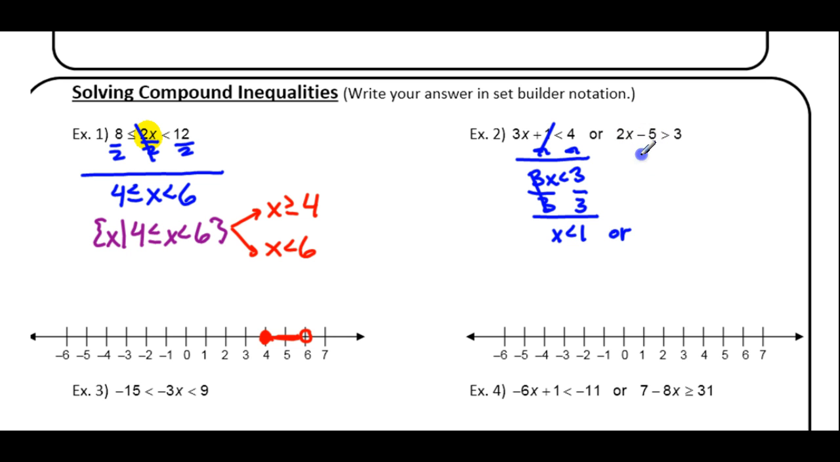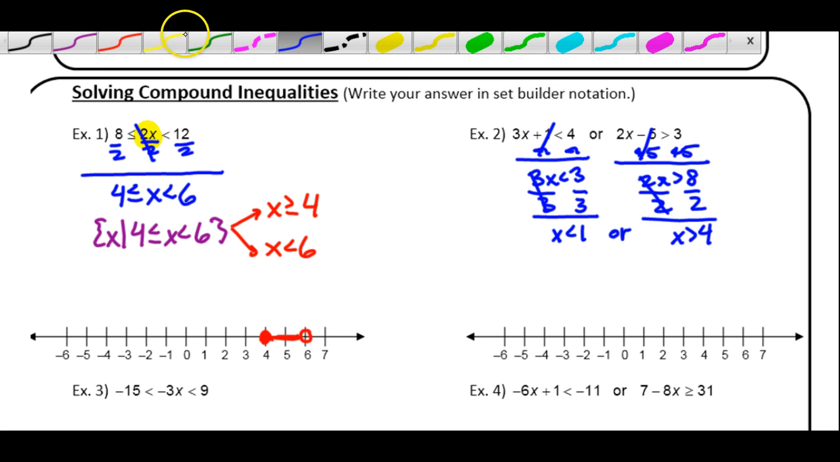We're going to get rid of this negative 5 first by adding 5. Now we're left with 2x is greater than 3 plus 5 is 8. Lastly, we're going to divide by 2 to get rid of that 2 times x. X is greater than 4. Alright, so now our final answer is x is less than 1 or x is greater than 4.